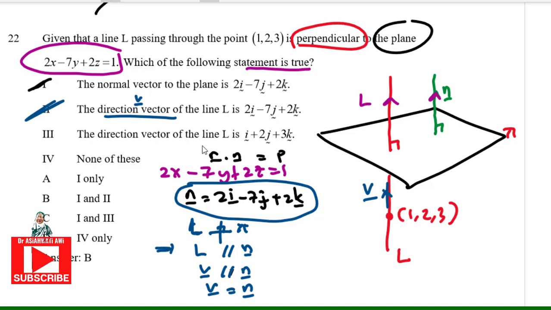The direction vector of line L is i plus 2j plus 3k. No, it's not. None of this. So the answer is 1 and 2, B. Okay, bye.